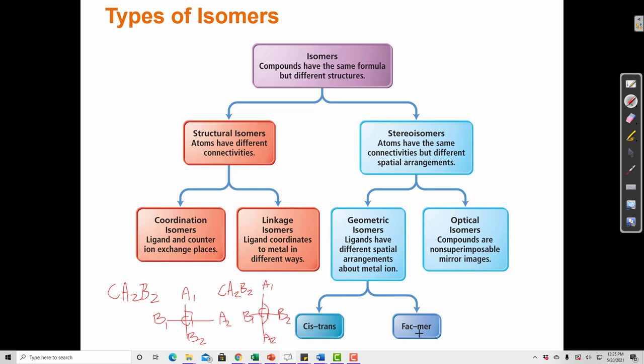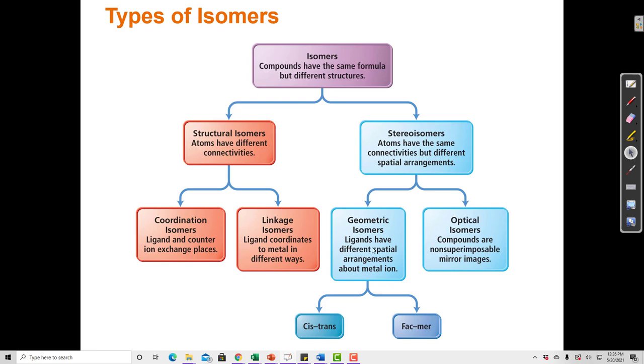We can also have another type that we'll see in a minute that's similar, that we call fac and mer. And finally, the last category of isomers are called optical isomers. Optical isomers are the most subtle and the most difficult to distinguish. I would say structural isomers are probably the easiest. We can see, oh, C3 is bonded to carbon 2 or C3 is bonded to carbon 4. That's pretty easy to see the difference in those shapes.